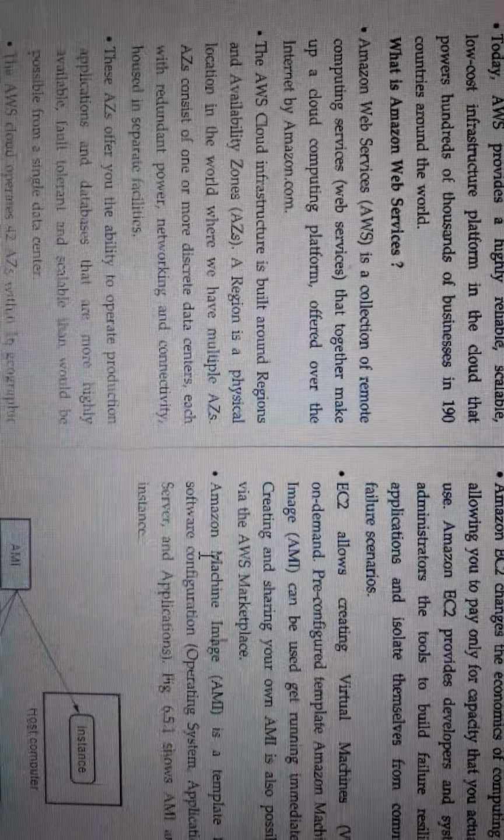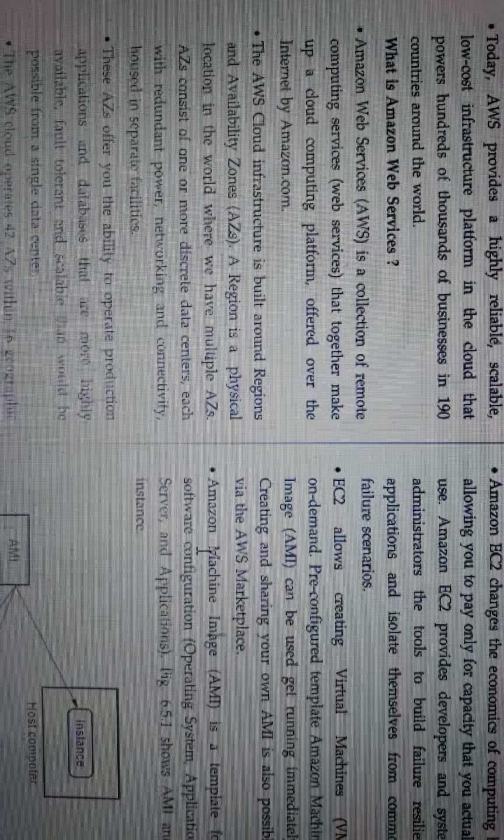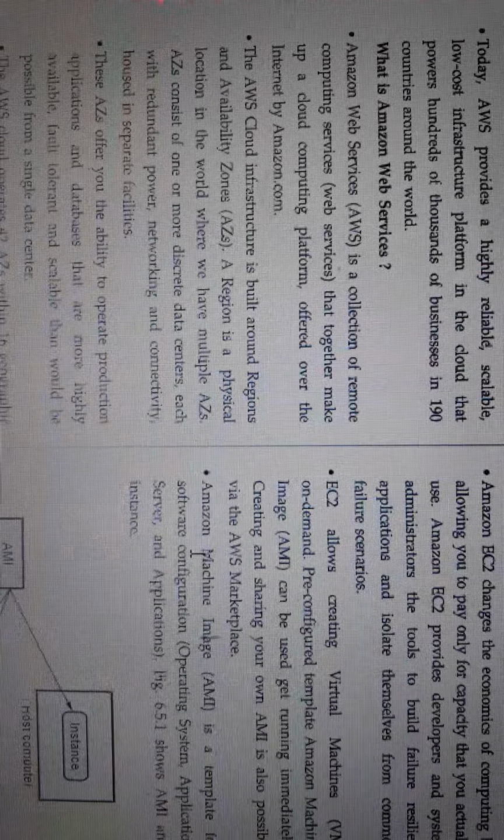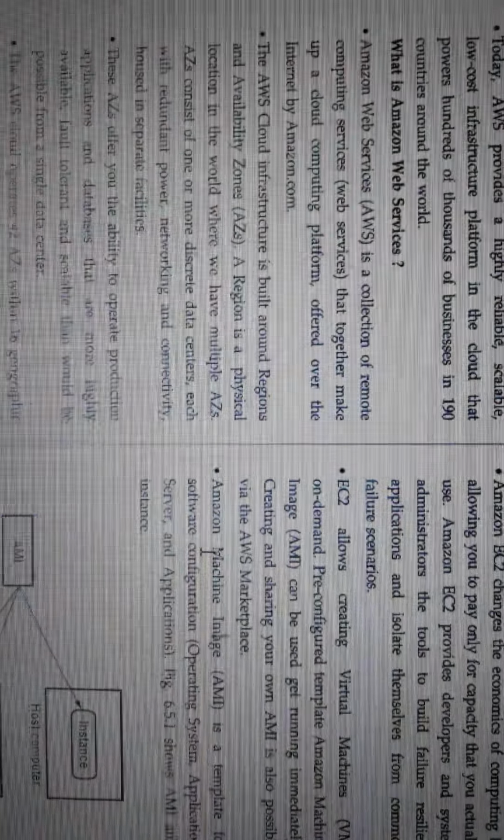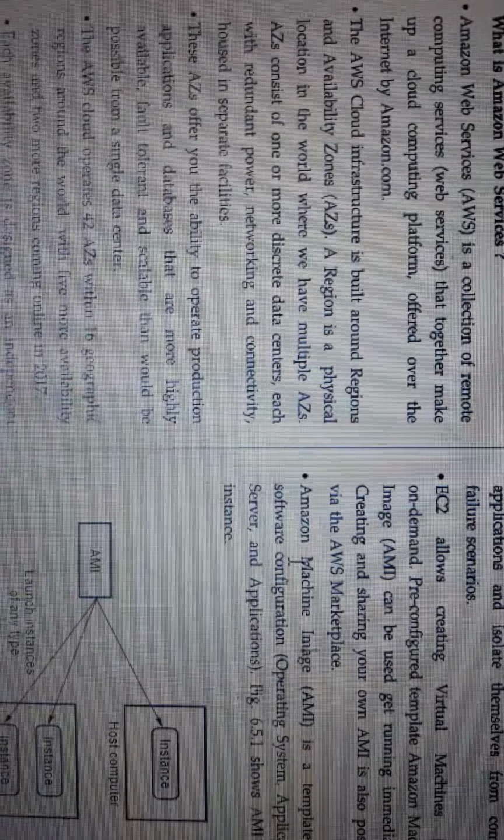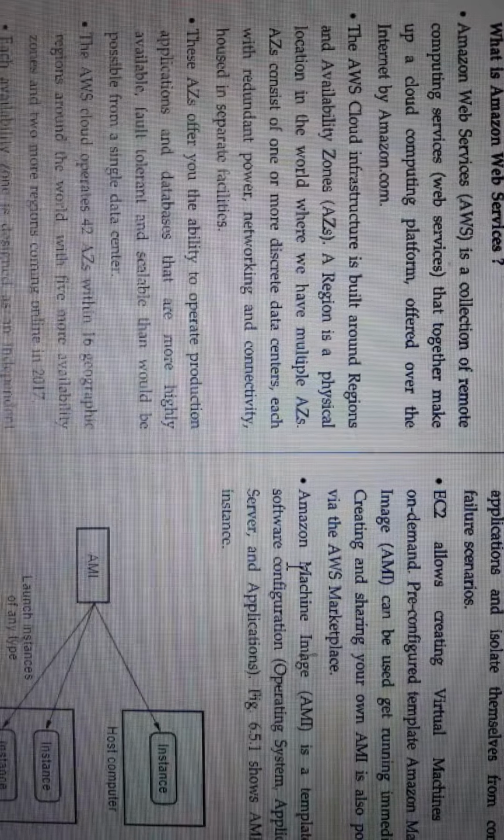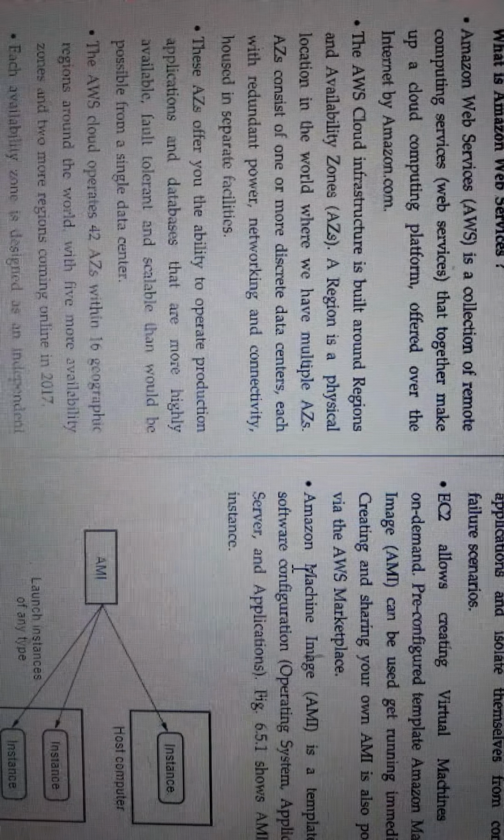What is Amazon Web Services? Amazon Web Services is a collection of remote computing services, web services, that together make up a cloud computing platform offered over the internet by Amazon.com. AWS cloud infrastructure is built around regions and availability zones. A region is a physical location in the world where we have multiple availability zones.